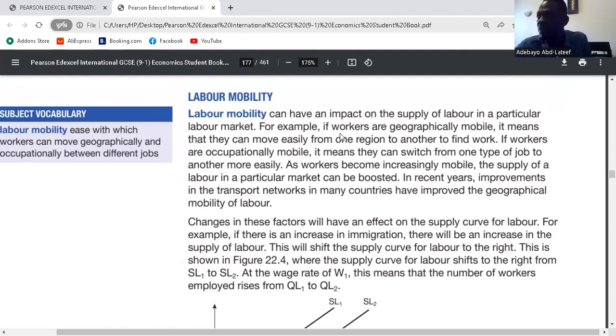For geographical mobility of labor, here we're talking about if workers are able to move from one area to another, the supply of labor would increase. But if workers are unable to move, maybe because of family, they cannot leave their family, they cannot relocate into another place, another region, then the supply of labor in that region would fall. Do you get it? That's geographical mobility.